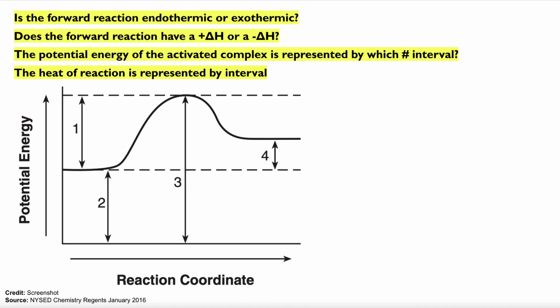So this reaction, if we're looking at the forward reaction, is endothermic. The forward reaction has a positive heat of reaction or a positive delta H. The potential energy of the activated complex is represented by interval 3, and the heat of reaction is represented by interval 4.